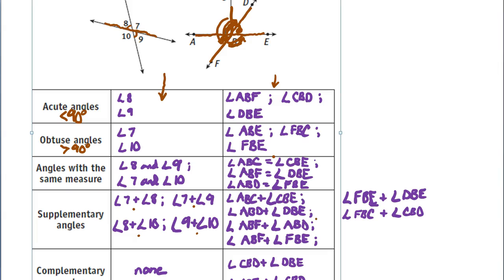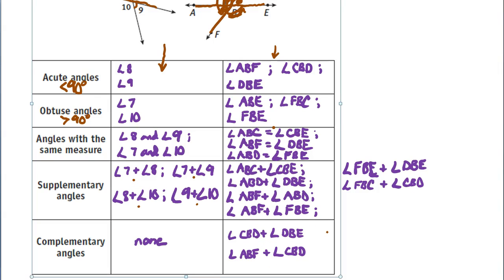Now, supplementary angles, angles that add to 180. There are 6 pairs of angles that add to 180 degrees, and they are listed here. And finally, complementary angles, angles which add up to 90. There are 2 pairs.